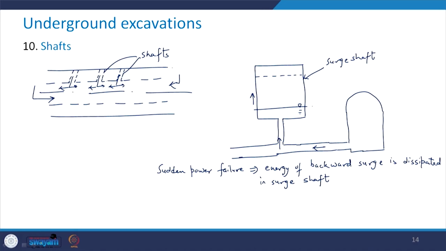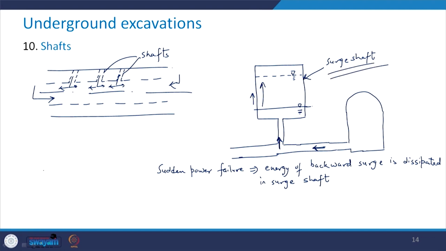So, you see that suddenly it will have this space here. This water level which was here, and suddenly if there is a power failure, this will go here, and suddenly there is going to be a rise in this level, which can be accommodated in case of the surge shafts.